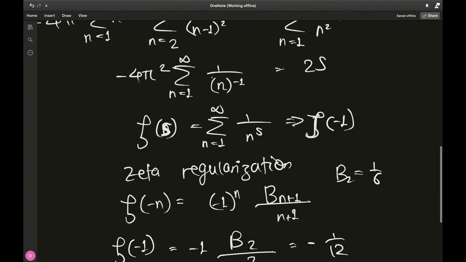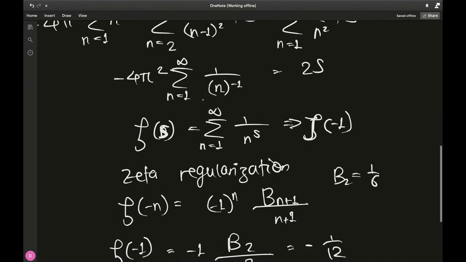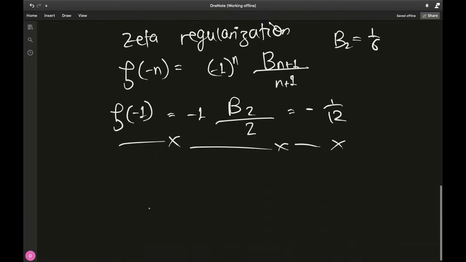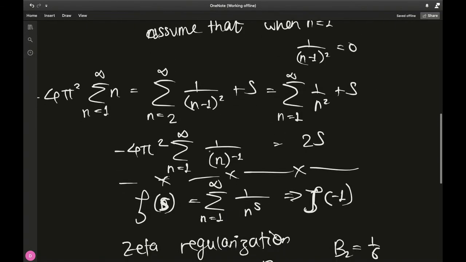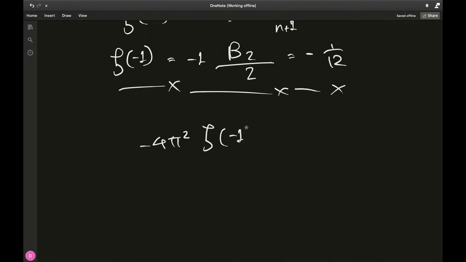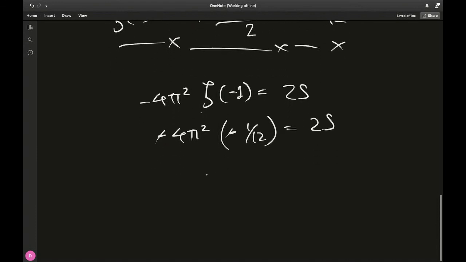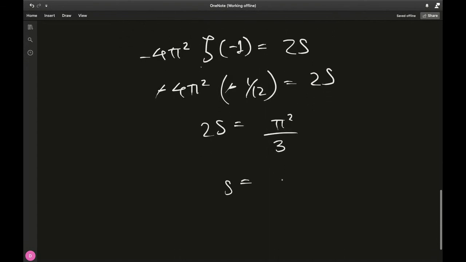So, forgetting this, this was just scratch work. We have negative 4 pi squared, and then this was just Riemann zeta of negative 1, is equal to 2s. But this, as I said, has a value of, we calculated that negative 1 over 12 is equal to 2s. The negatives cancel out. 2s is equal to pi squared over 3. S is therefore equal to pi squared over 6.